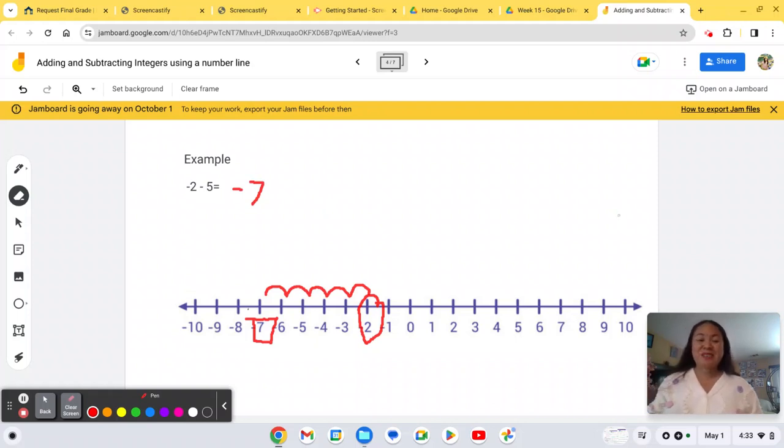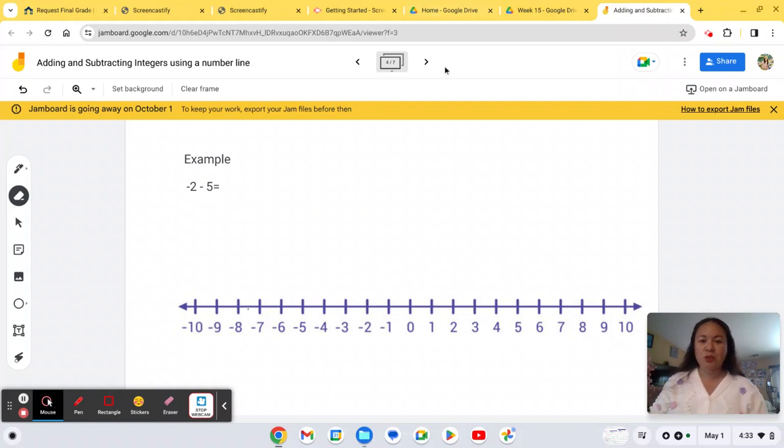Okay, so for this part, I want you to try this example on your own. Negative 10 plus 7. Pause the video, and once you're done, you can play it and double check your answer.